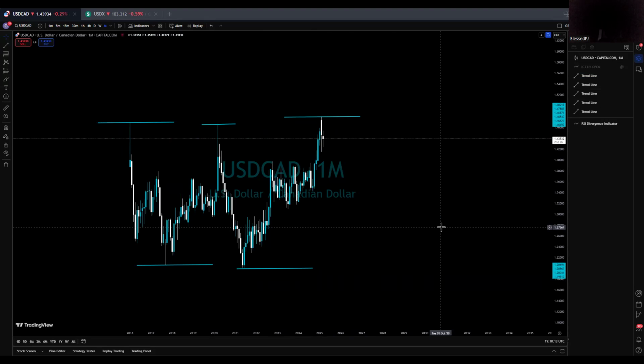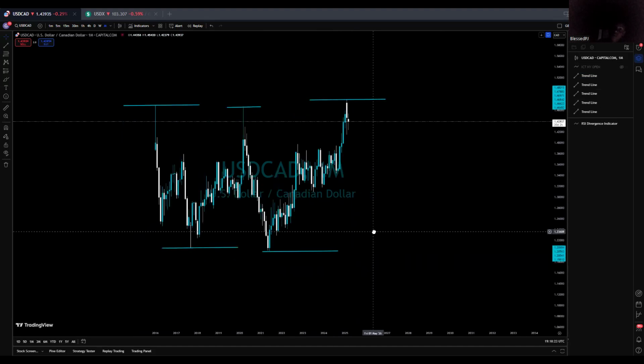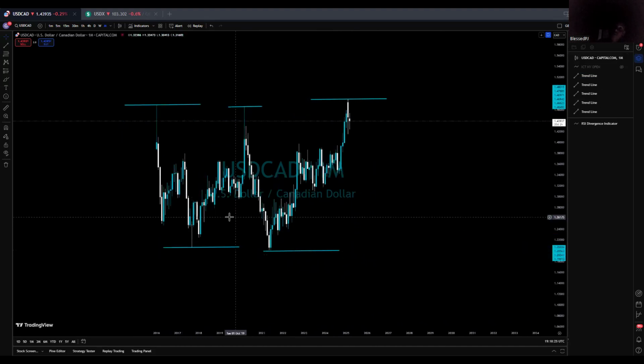Uptrend. Why an uptrend? It's giving higher lows. Okay, it has given us a higher high, but it has not given us a valid higher low. You know why I say so? This high gave birth to this low. This low gave birth to this. This gave birth to this. Now, this gave birth to this.